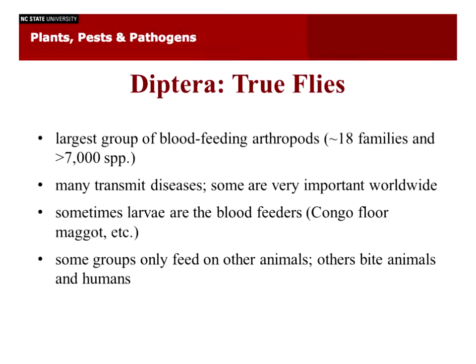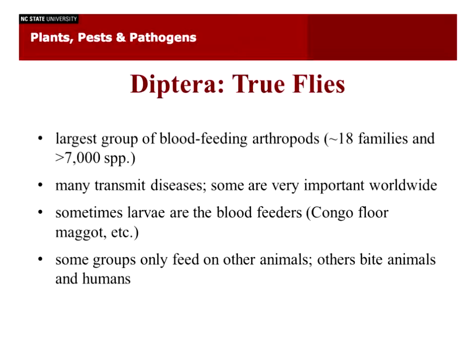Now, sometimes it's actually the larvae that are the blood feeders. One of my favorites is called the Congo floor maggot, which is called that because if you sleep on floors in Africa, you can have these little maggots come up to you and pierce your skin and try and suck your blood. So that's pretty delightful.